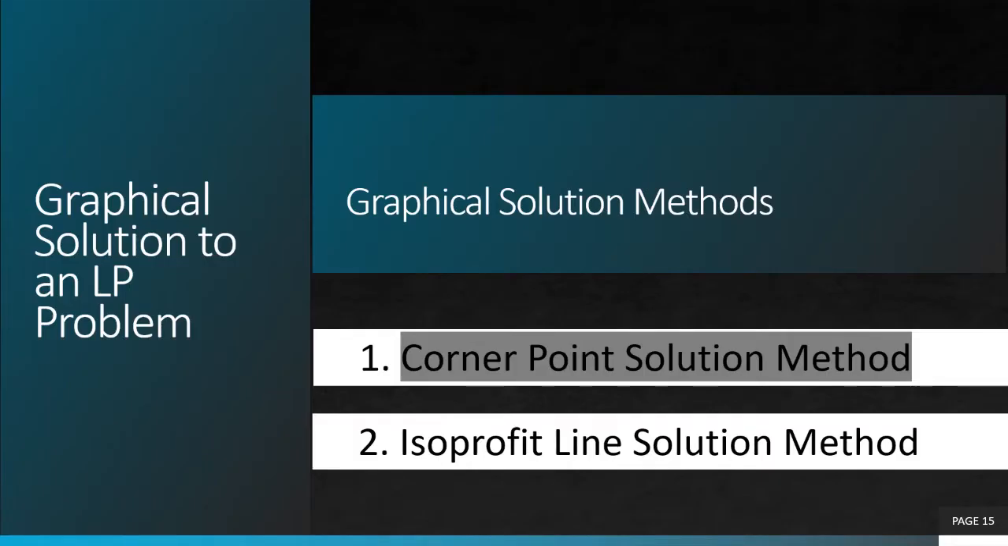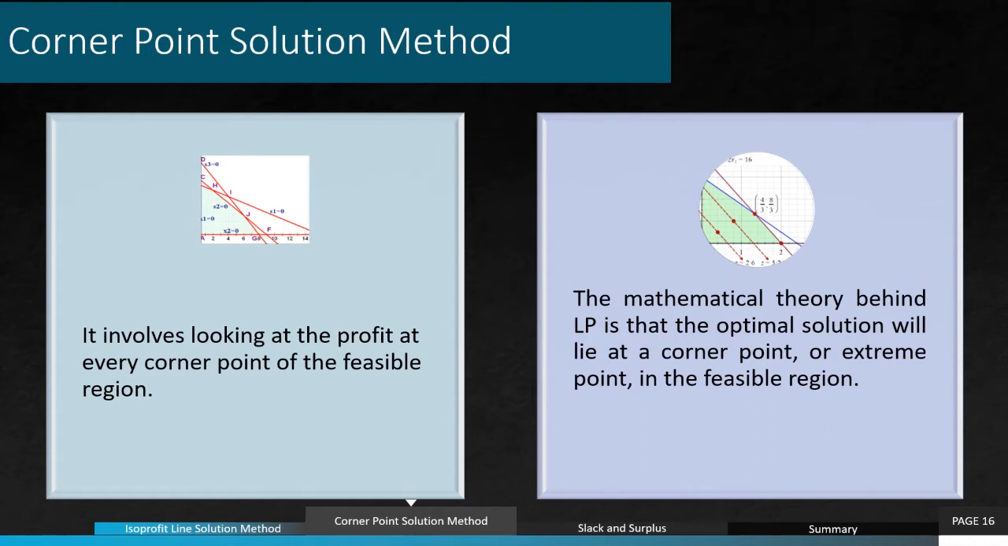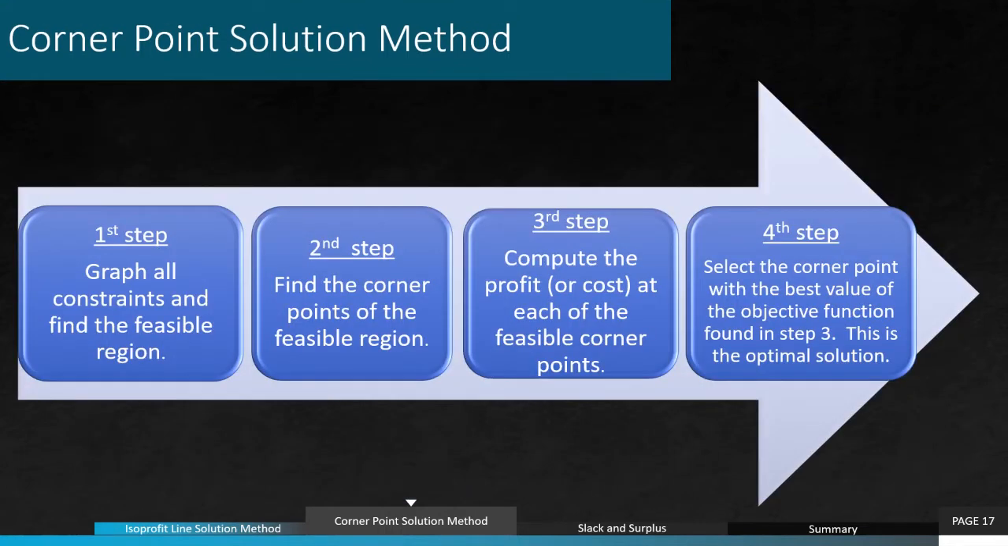Now we are going to discuss the graphical solution methods: the corner point solution method and the isoprofit line solution method. Corner point solution method involves looking at the profit at every corner point of the feasible region. The mathematical theory behind LP is that the optimal solution will lie at a corner point or extreme point in the feasible region. Under the corner point solution method, the following are the steps to find the optimal solution.